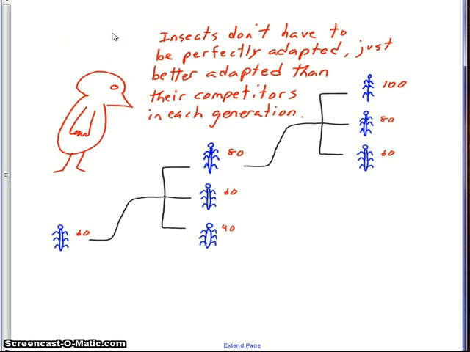Now, it's also important to note that in this model, these insects, for each generation, don't have to be perfectly adapted to their environment. After all, at this stage of this evolutionary process, we're only calling them 40, 60, and 80% stick-like, right? That's not 100%. The key is that in each generation, there's always some individual that is better than the competing body designs, right? So you just have to be better than your competitors each generation for this process to continue to operate.